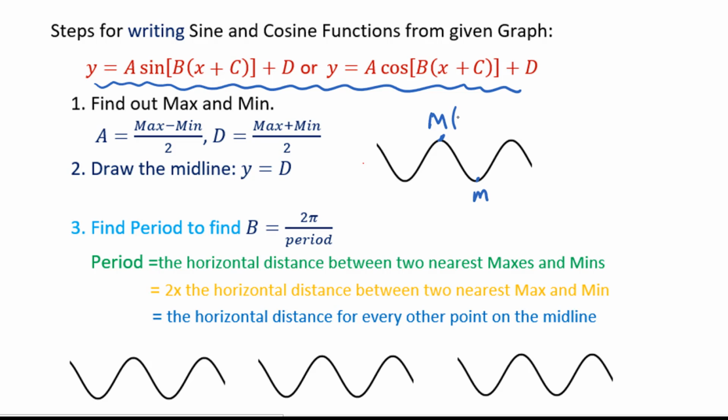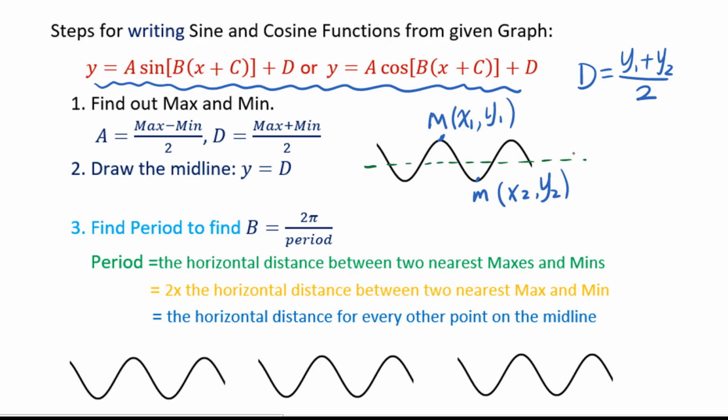For the maximum point, let's label it as x1, y1. And the minimum point, let's label as x2, y2. The midpoint between y1 and y2 will be our midline, D, equals y1 plus y2 over 2. After you figure out this D, you need to draw this midline, because the sine function starts from the midline.